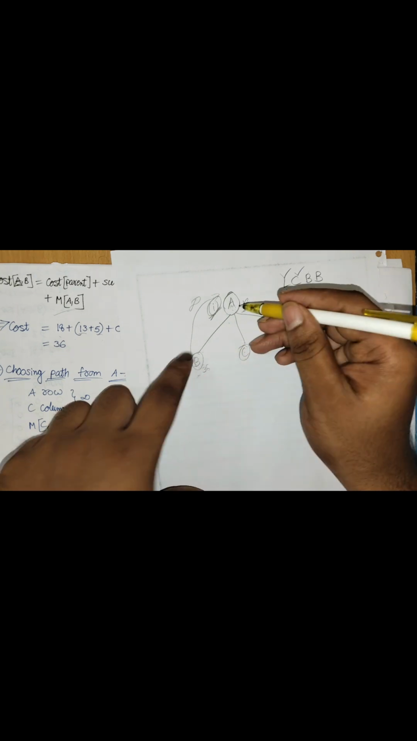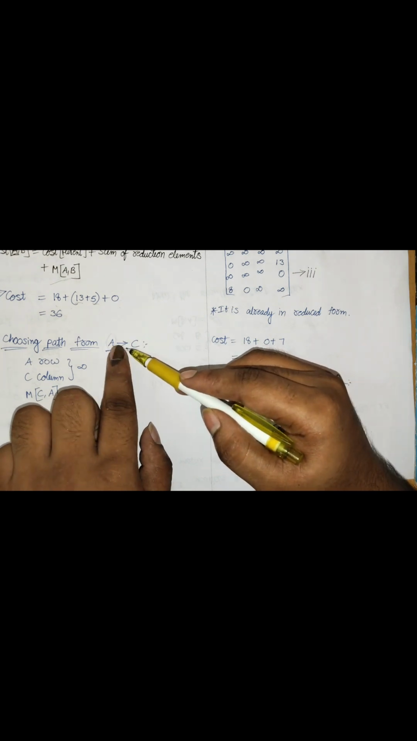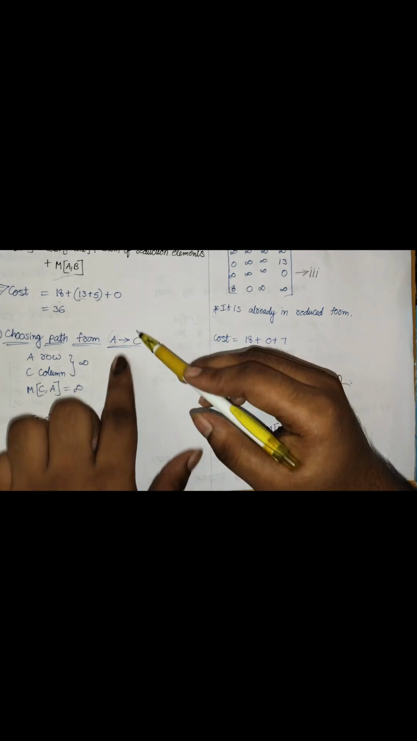Okay, fine. Now let's calculate for this part, A to C. Choosing path from A to C. Repeat the same steps. Replace A row with infinity and C column with infinity, and replace C comma A with infinity. Okay, fine.